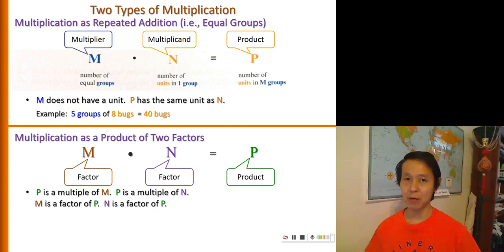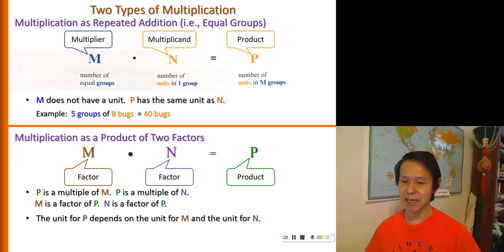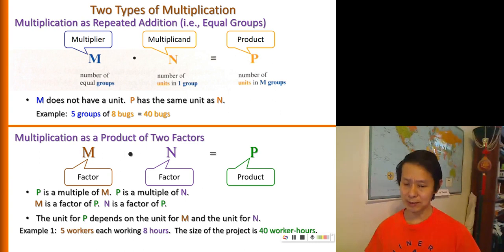Now, how is this different from the repeated addition type of multiplication? The difference is that the unit for P depends on both the unit for M and the unit for N. Let's take a look at an example. If there are 5 workers, each working for 8 hours, then the size of the project is considered 40 worker hours. That means this project can be achieved by having 10 workers, each working for 4 hours, or 2 workers, each working for 20 hours. And you can still accomplish the project because the size is 40 worker hours.